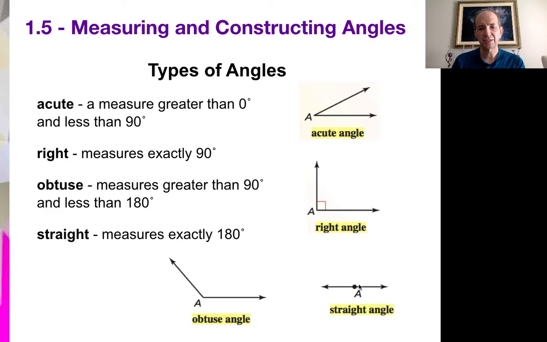And a straight angle, like I told you before, does not have an interior, does not have an exterior. Whereas all these other angles, you can see very clearly that it has interior and exterior parts of the angle because they're less than 180 degrees. Whereas a straight angle, there's really no difference. Both sides are the same measure.